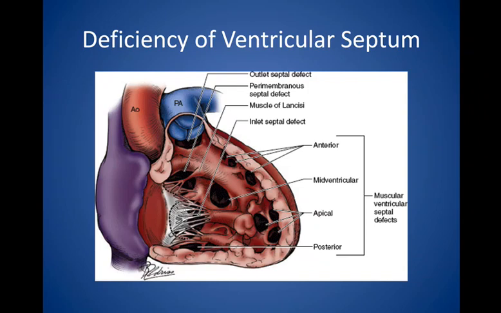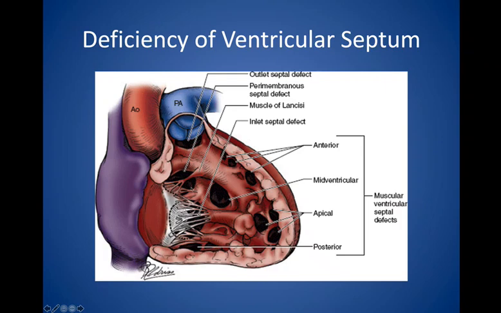So here are the locations of the different types of VSDs. I'm going to show with my mouse over here. So here are your outlet VSDs. When you're looking at this view, we're looking at it as if you were sitting or standing in the right ventricle looking towards the left ventricle, and the septum is in front of you. And so here you can see the outlet VSDs.